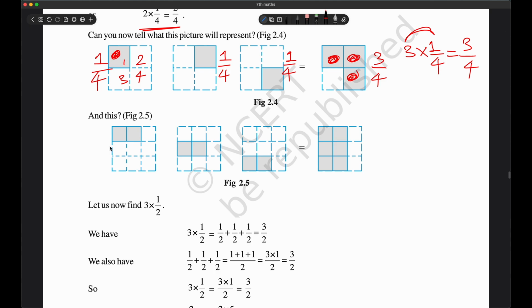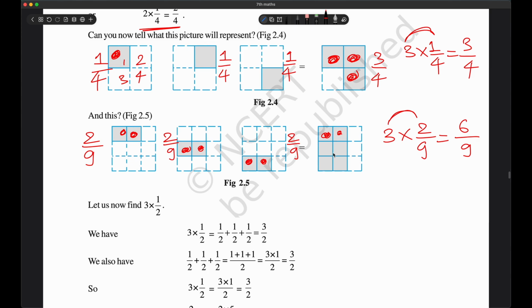If we see in this one, we are taking 2 parts out of 9 parts, and we are repeating this 3 times. We will get 3 times 2 parts out of 9 parts, that is 3 into 2 is 6 divided by 9, that is 6 parts out of a total of 9 parts.